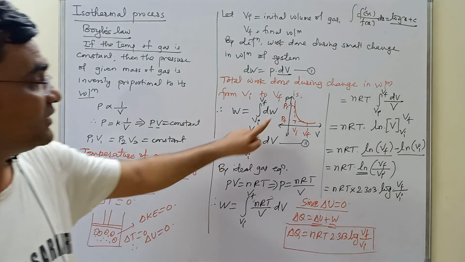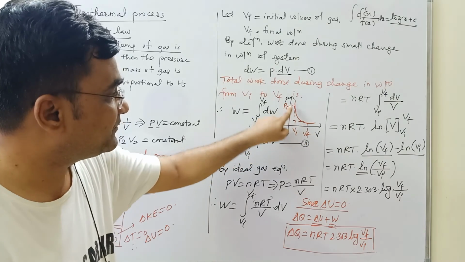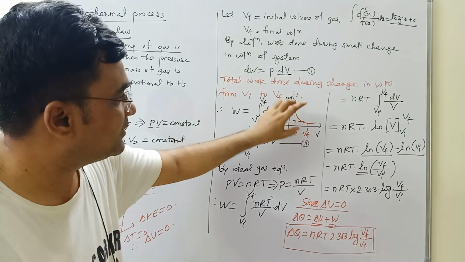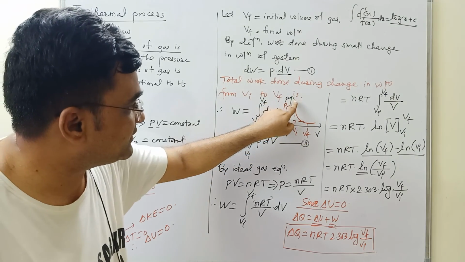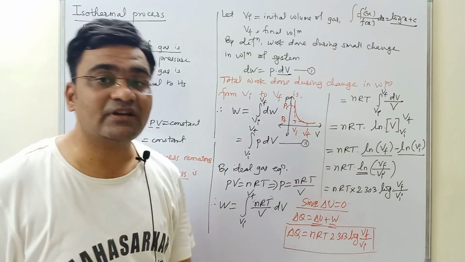In this case, if I plot the graph of pressure versus volume, though I have plotted it in a small diagram, it is clearly shown that it is an exponentially decreasing curve.